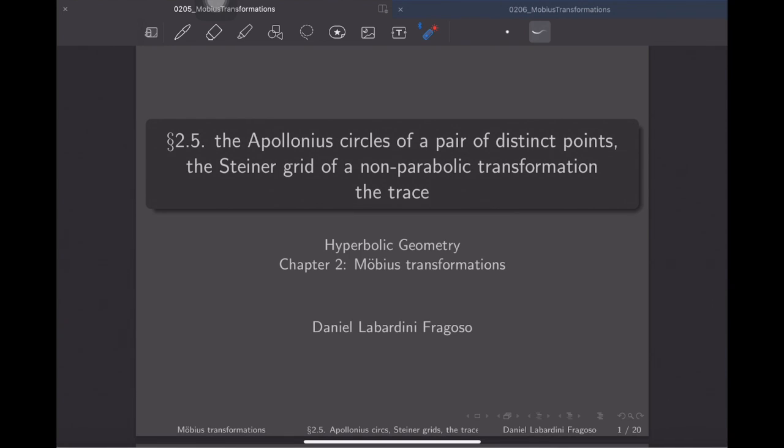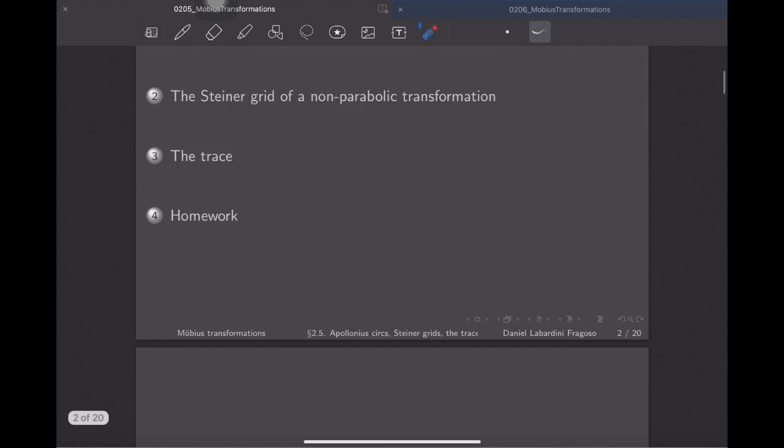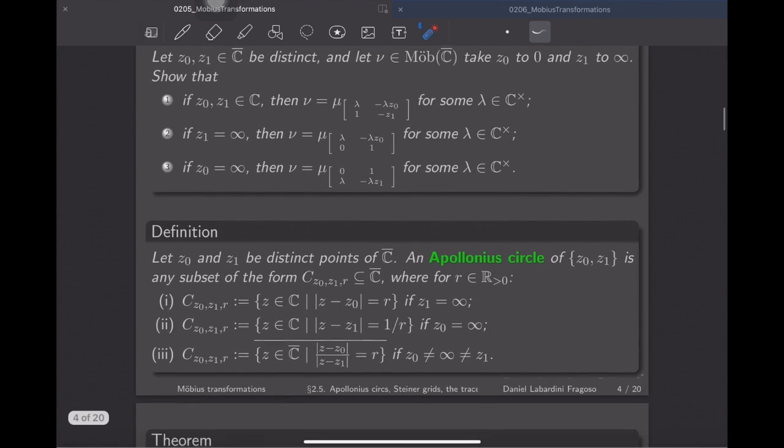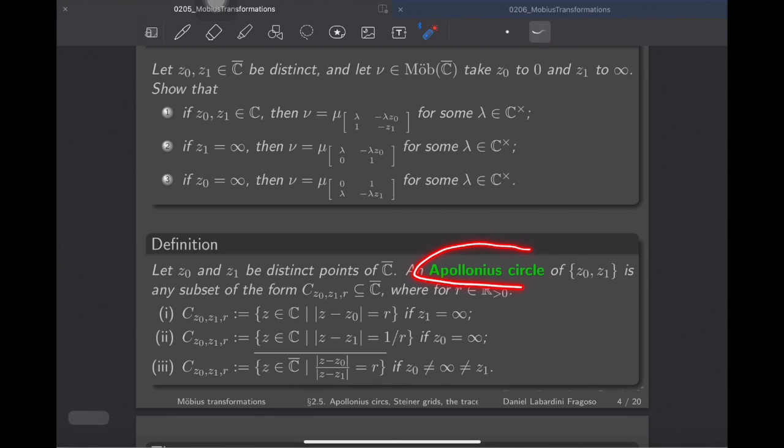Of course, the idea later on is that when the two points are fixed points of some Möbius transformation, the Apollonius circles play some role, either as a curve stable under the action of all the integral powers of a Möbius transformation with these two fixed points, or as a family being permuted by such integral powers. So the definition, I mean, we started calling them Apollonius circles, even before knowing they are actually circles, at least in general.